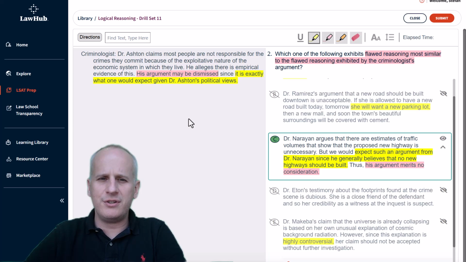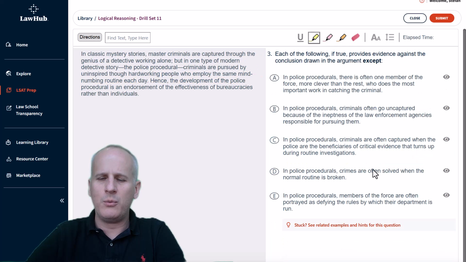Moving on from question 2 of logical reasoning drill set number 11 over at lawhub.lsac.org, we come to question 3, and we've got one of the more, I would honestly say, annoying question structures in the exam: an exception task.